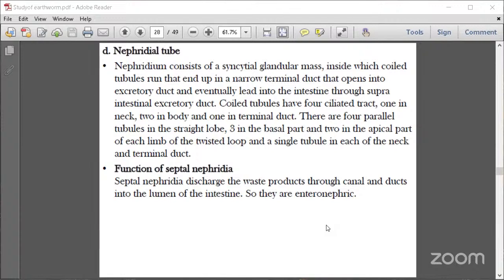When coming to the function of septal nephridia, as we already discussed in the structure, the duty of septal nephridia is to discharge the waste products from the body through the canal and the ducts into the lumen of the intestine. So they are enteronephric.